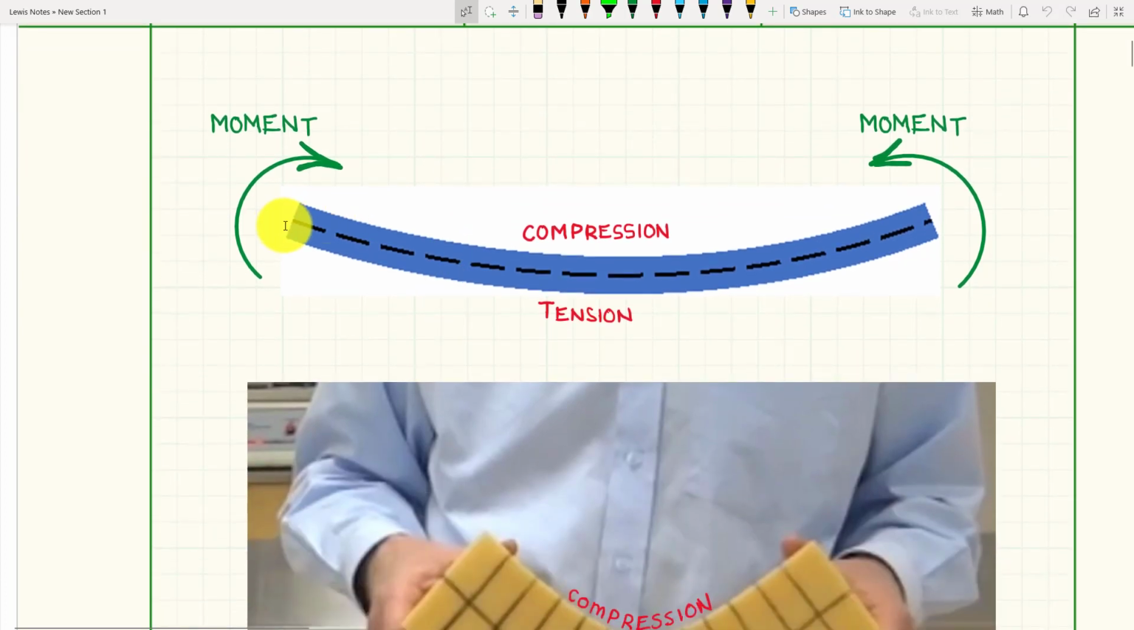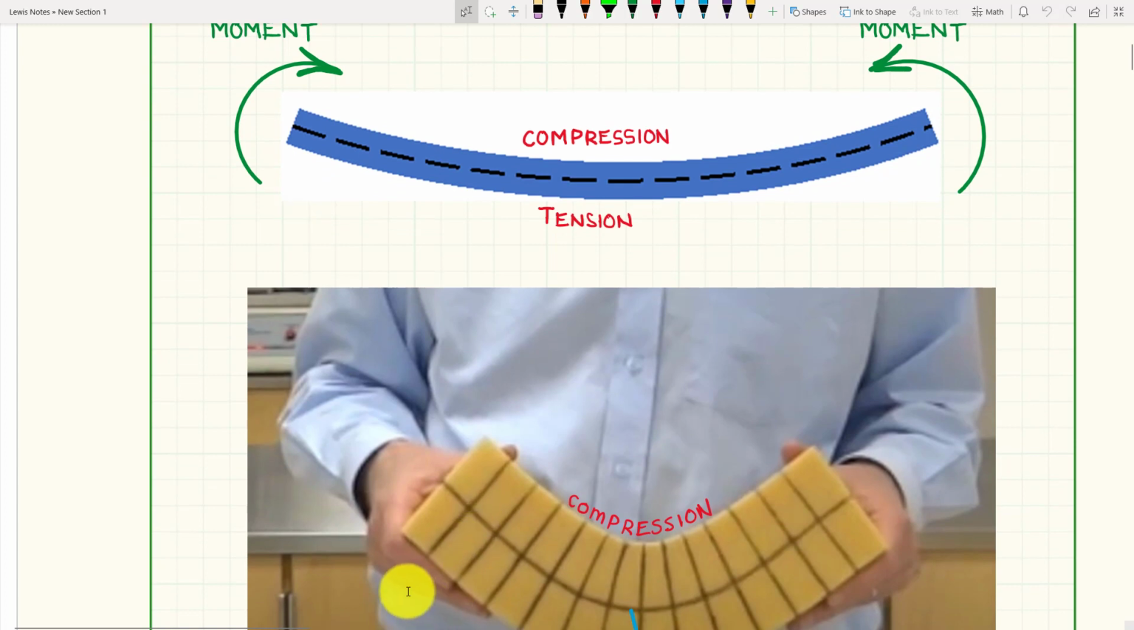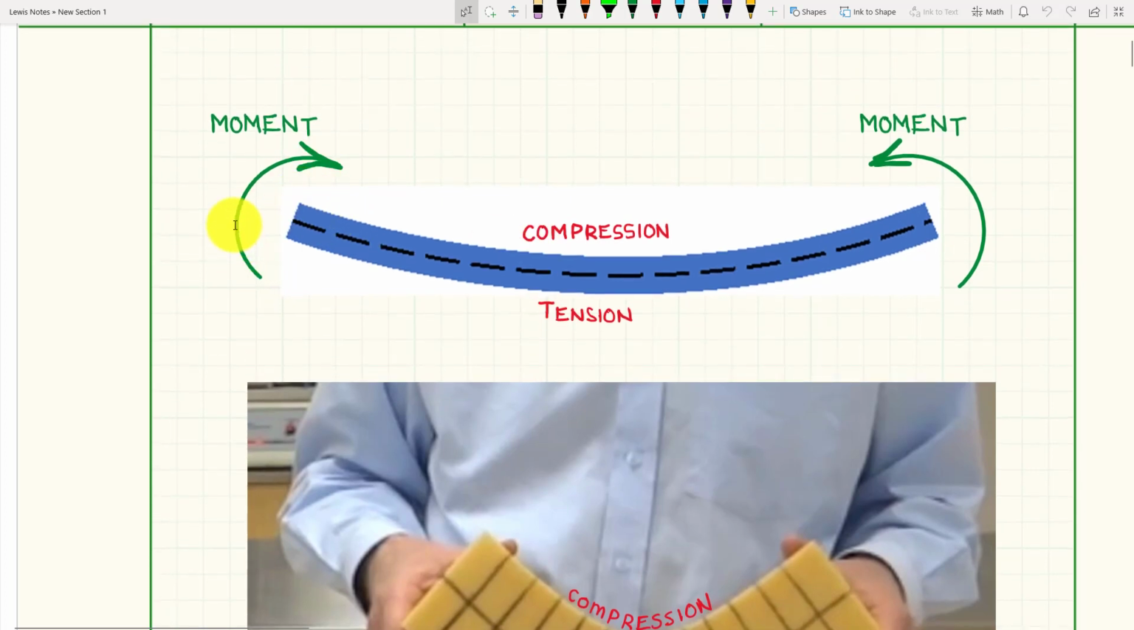When we have a beam, and I'm going to put it up here, and we take that beam and bend it. So if I take a piece of foam and bend this foam, we have this illustration, we're creating a moment in this direction and a countering moment on this side. We're going to bend that beam, and the top portion is going to have compression, and the bottom side is going to have tensile forces, or tension, on it.